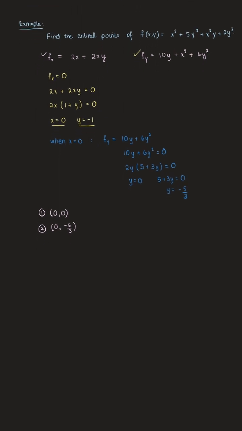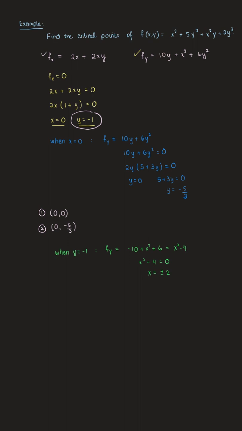And now we also know that the first partial, the partial with respect to x, is 0 when y is negative 1. So let's see what happens when we let y equal negative 1 and plug that into our partial with respect to y. That's going to give us negative 10 plus x squared plus 6, which is x squared minus 4. And I want to know for which values of x this will be equal to 0. So I'm going to set x squared minus 4 equal to 0. And we know that x is going to be plus or minus 2.